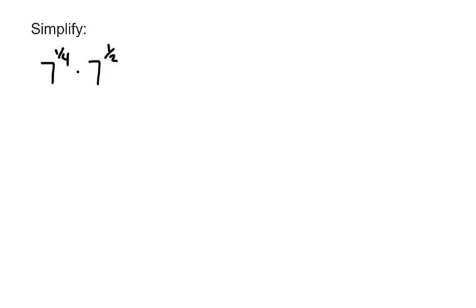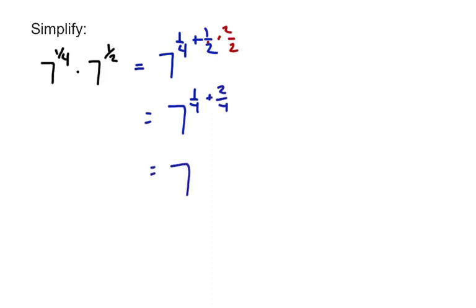Like here we have 7 to the 1/4 times 7 to the 1/2, and we see multiplication, so what we're going to want to do with the powers is add them together. But the thing is, we're not dealing with whole numbers anymore. Now we're dealing with fractions, so we have to remember how to add fractions together, and that is to get common denominators. And we'll have 7 to the 1/4 plus 2/4, and our answer will be 7 to the 3/4.